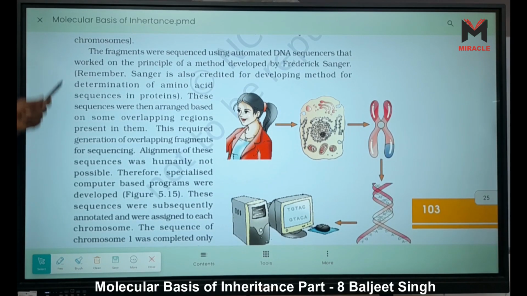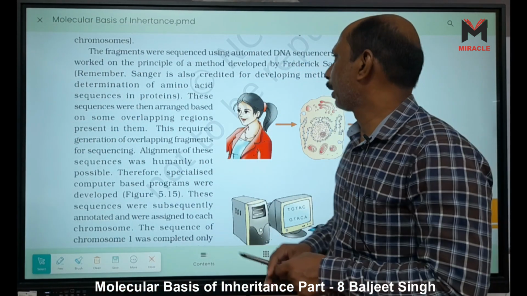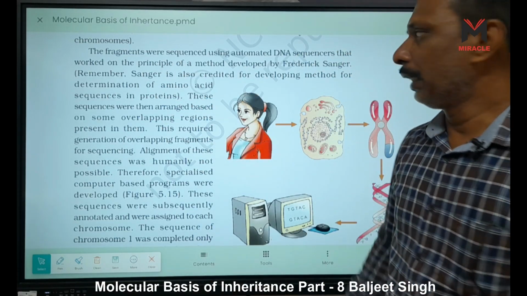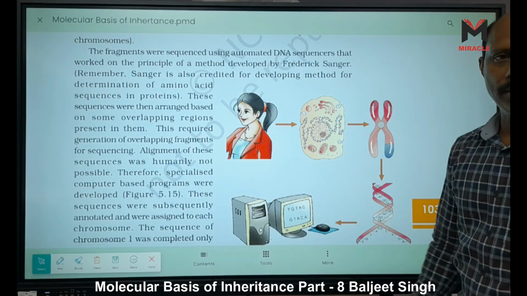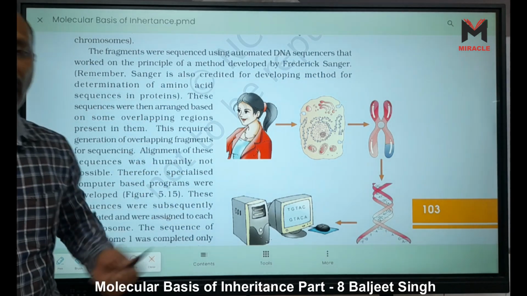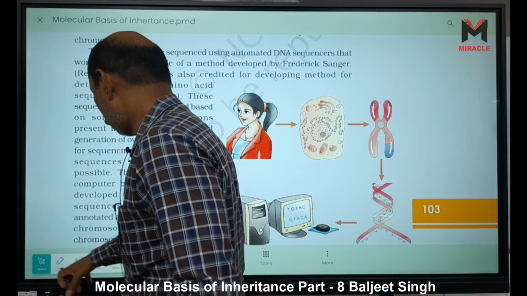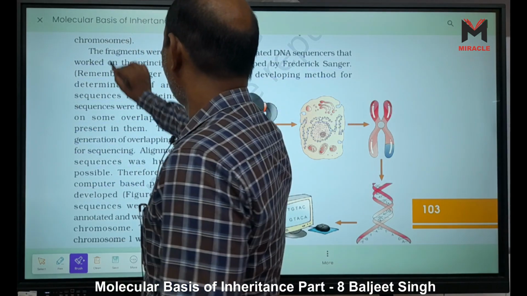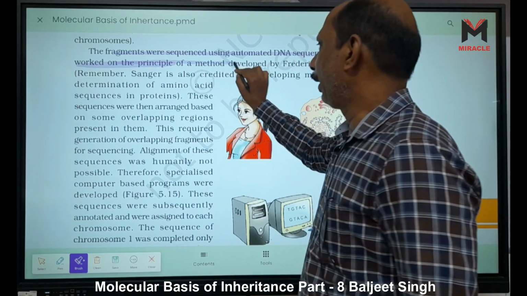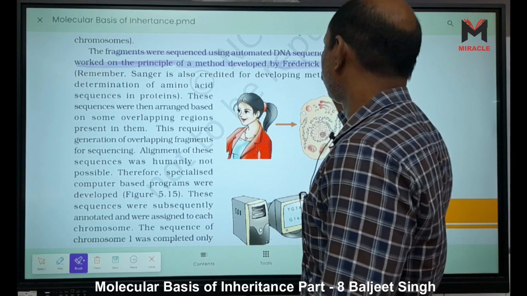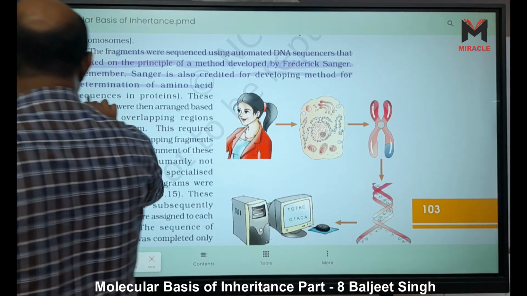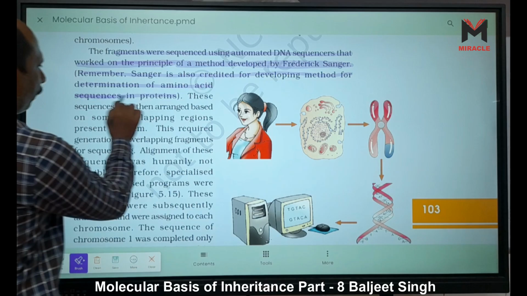Now the next passage: the fragments were sequenced using automated DNA sequencers that work on the principle of the method developed by Frederick Sanger, right? Sanger is also credited for developing the method for determination of amino acid sequence in proteins.